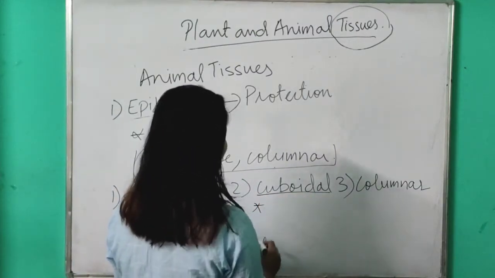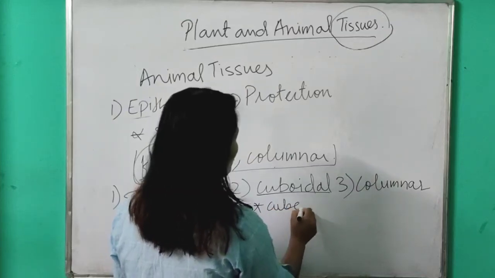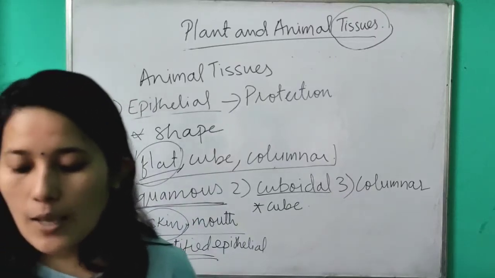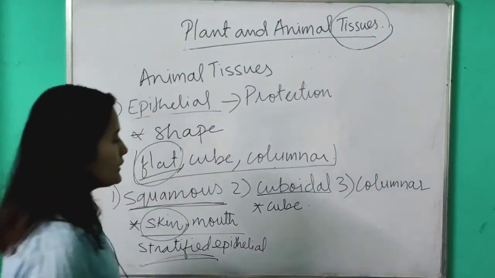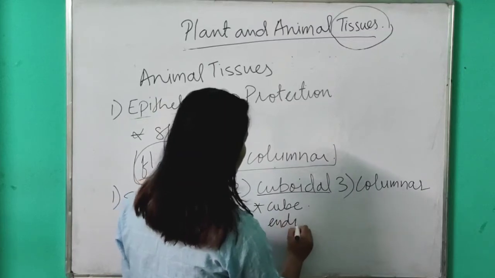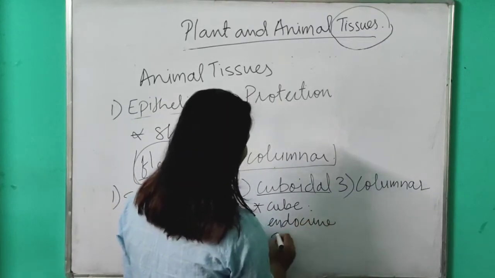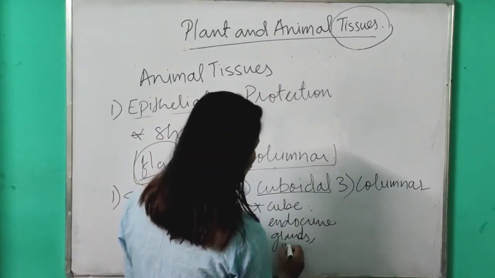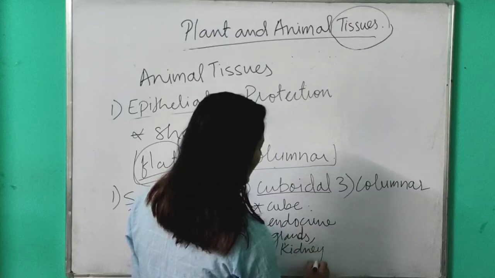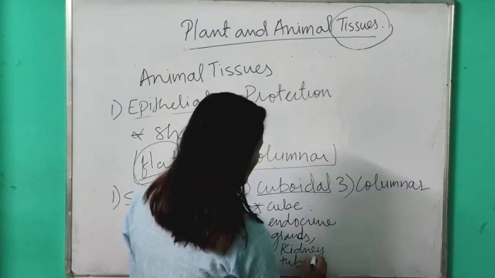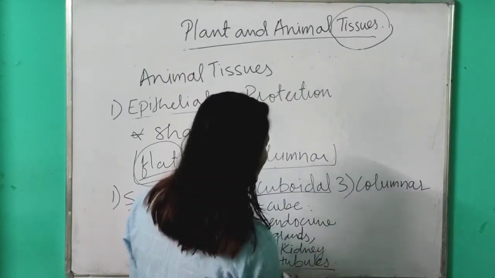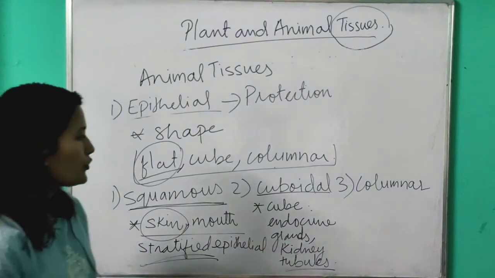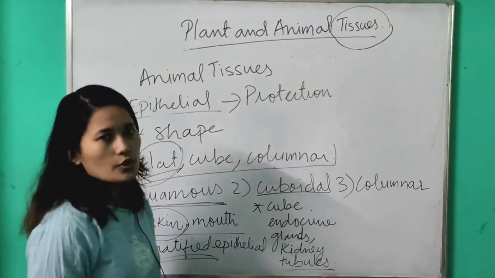Now coming to the cuboidal. Cuboidal, the name itself suggests the shape of a cell is cube-like. Okay. Now where are these cuboidal cells present? Now they are present in the endocrine glands, inner lining of these endocrine glands, kidney tubules. That's why it also helps in absorption of the water. So the primary function is protection of these organs, and other than that, cuboidal epithelial also helps in absorption of the water.